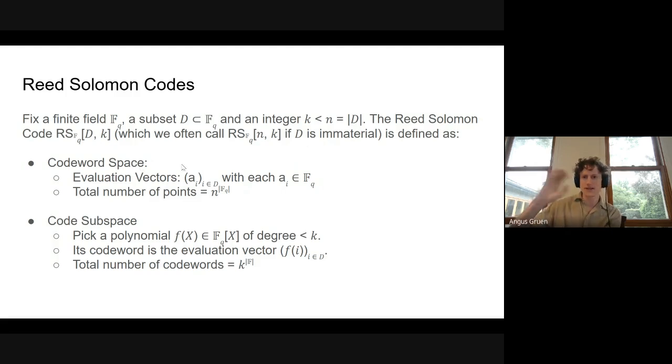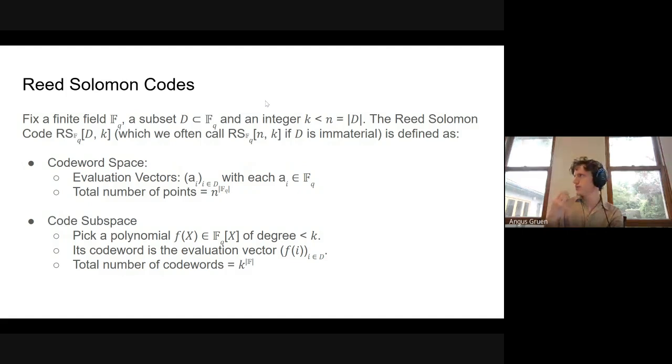So the first one is the full set of points of the whole space and the code subspace, and you can see that if n is bigger than k, most points are not in the code subspace. In fact, the vast majority are not.